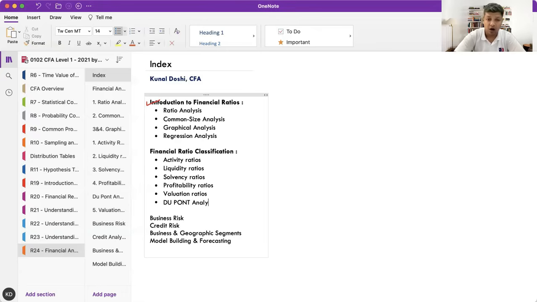So we will cover this DuPont analysis in the next section, and then we will do some small discussion about how these ratios help us build forecasting for a company valuation or for credit research. So that's the theoretical part which we will cover in the next topic.